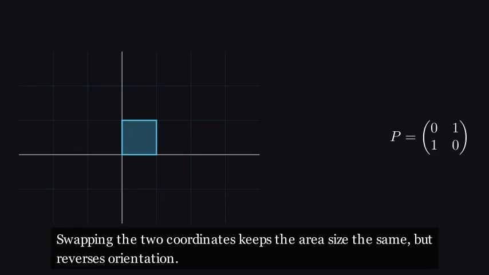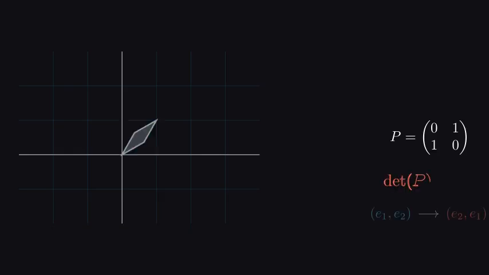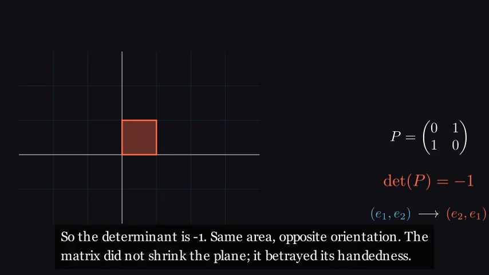Swapping the two coordinates keeps the area size the same, but reverses orientation. So the determinant is -1. Same area, opposite orientation. The matrix did not shrink the plane. It betrayed its handedness.